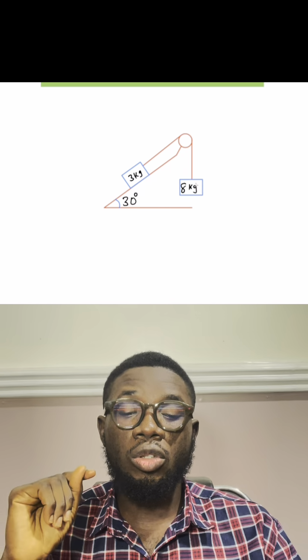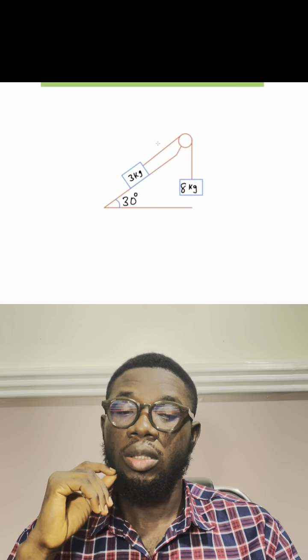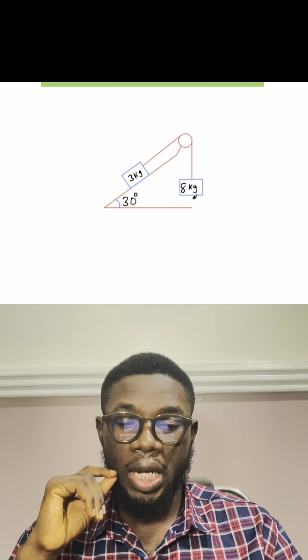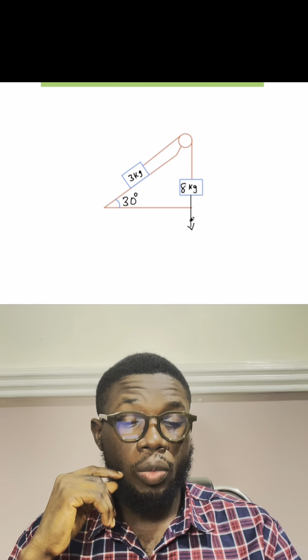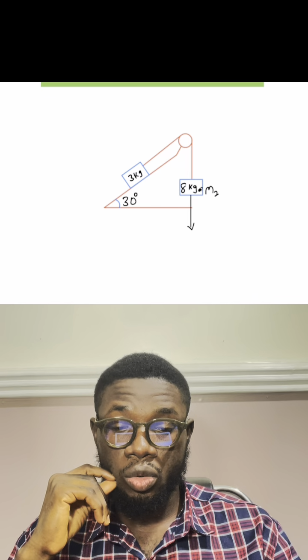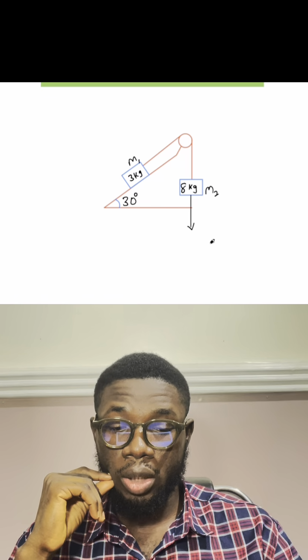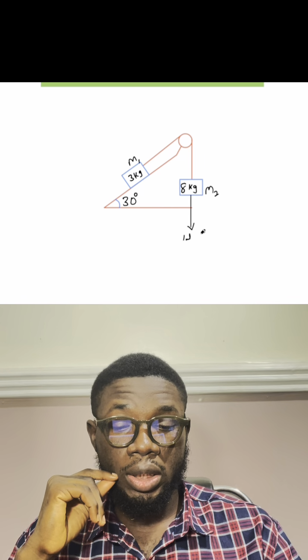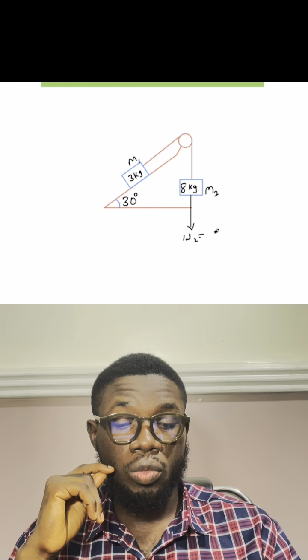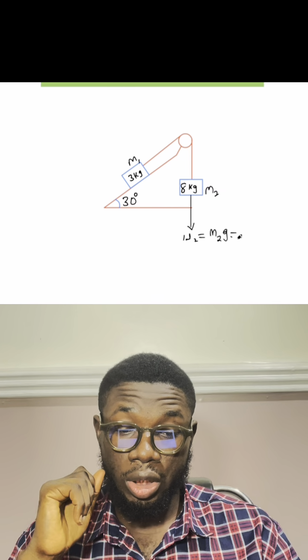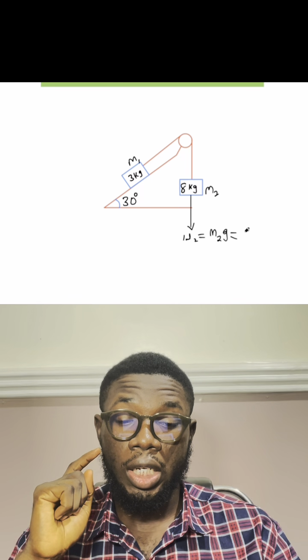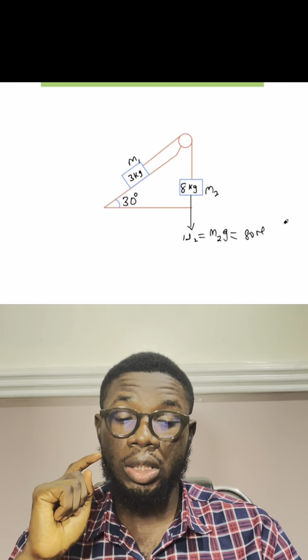One thing you should know is that for this 8 kilogram mass, the weight will be acting downward. So let's draw the weight. Let me call this one M2 and let me call this one M1. So we have weight 2, which is M2G. And based on what we were given, G is given as 10. So 8 times 10, that is 80 newtons.